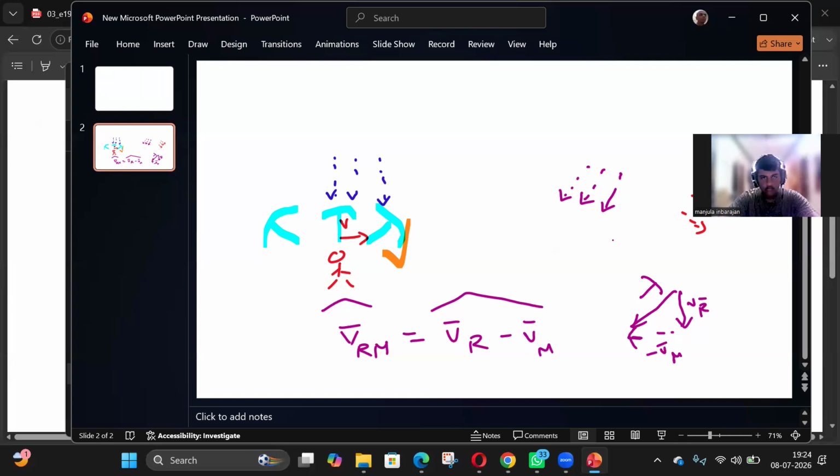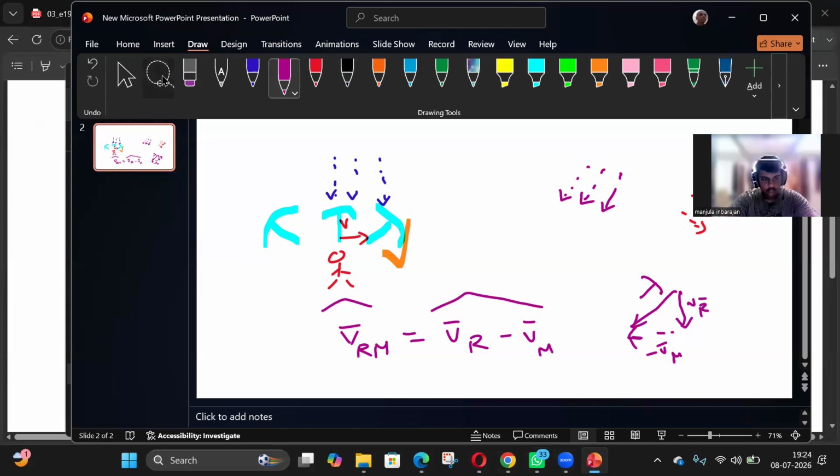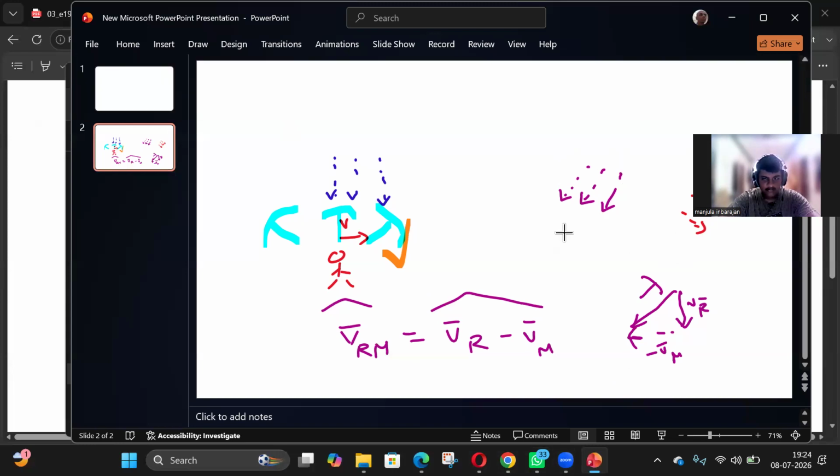Next, go to this one, second possibility. And the rain is coming at an angle. Take this one.